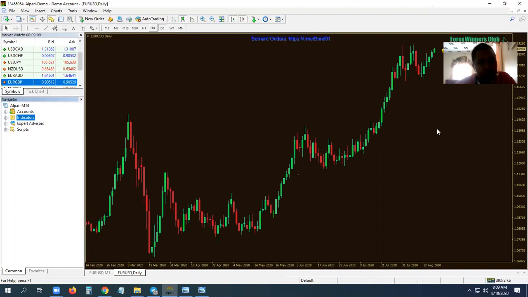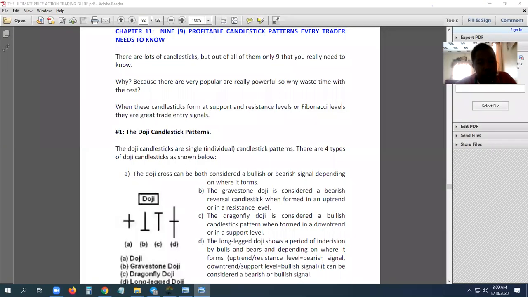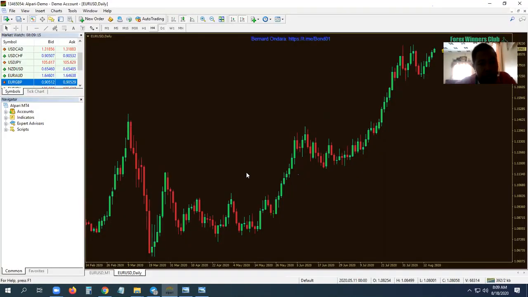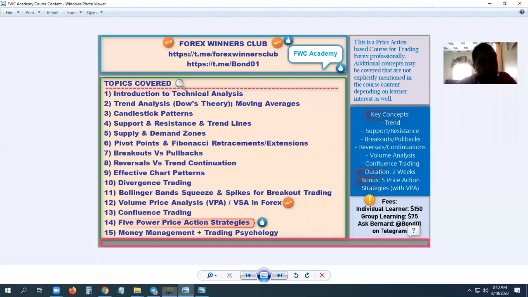So today I want us to talk about something important. Maybe we can just follow the way our outline is. Our outline says today we talk about candlestick patterns, number 3.